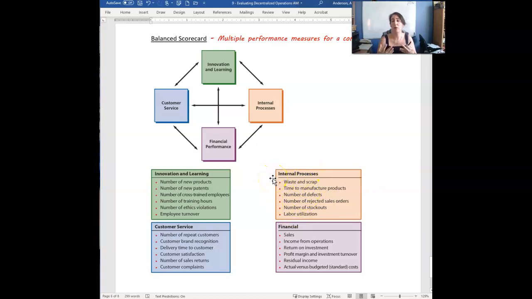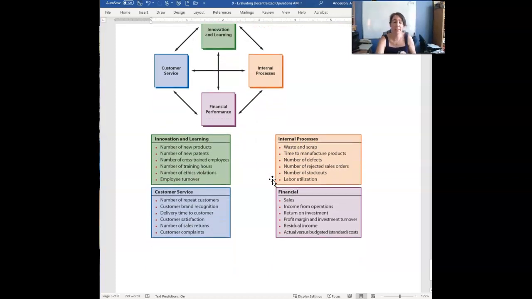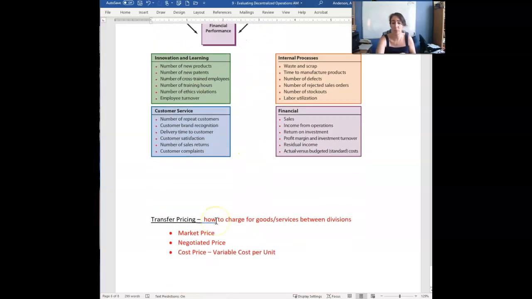And the idea is that a well-balanced business does look at all of those things together. Okay, and it's not a bad idea. It keeps you from focusing too heavily on one area. You do need to look at all the areas in order to have a well-run business.